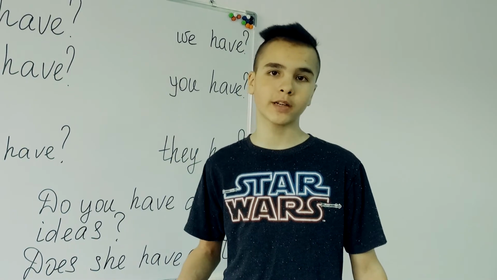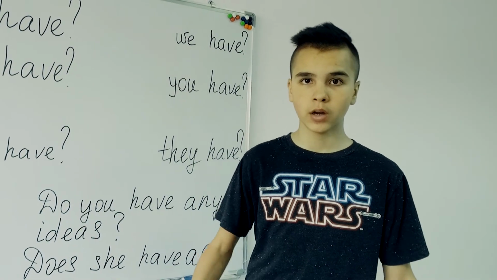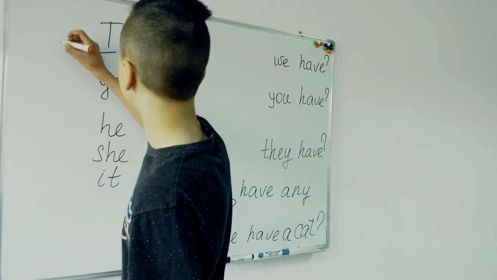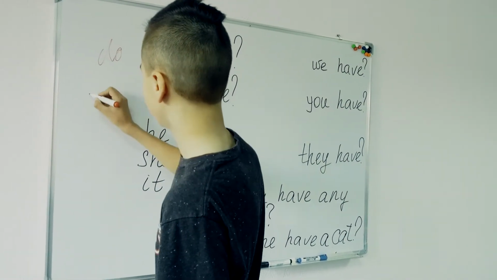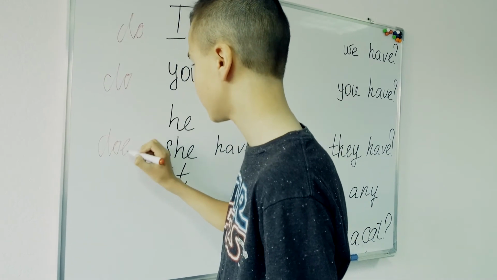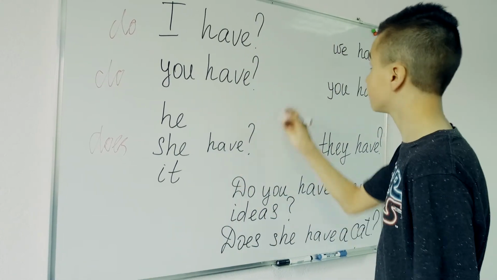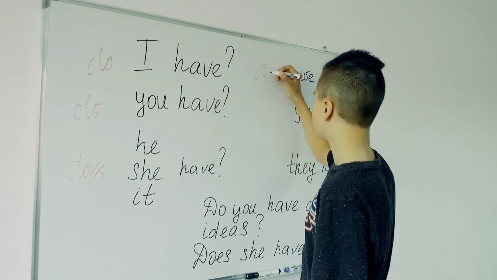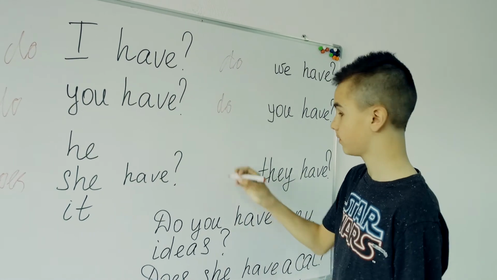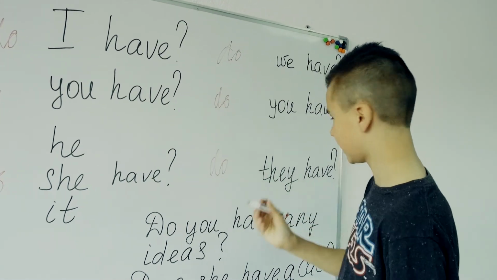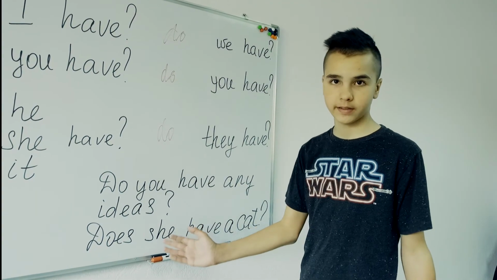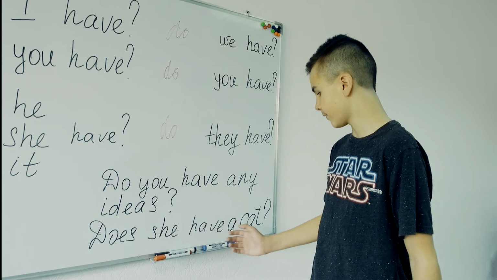To make it interrogative, we say do or does before the subject. Do I have? Do you have? Does he, she, it have? Do we have? Do you have? Do they have? And examples. Do you have any ideas? Does she have a cat?